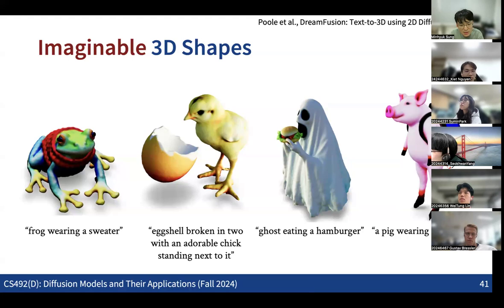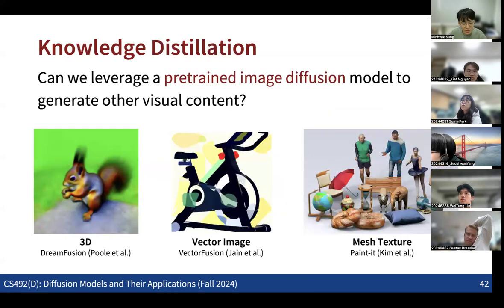So the question is: even without a large-scale dataset that can cover all the diversity of 3D shapes, how can you make a generative model that can produce very diverse 3D shapes? The idea is that, without relying on a large-scale 3D dataset, we are going to do some distillation of the knowledge from image diffusion models.